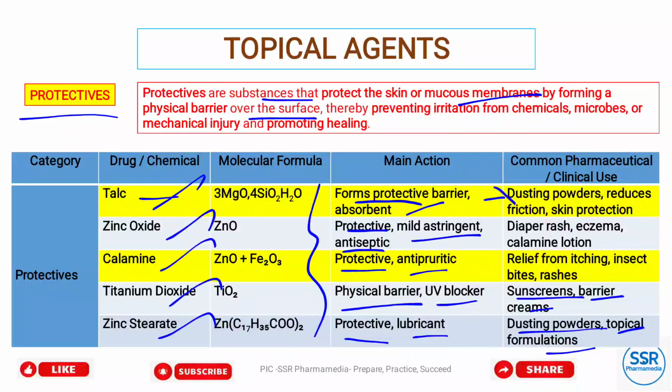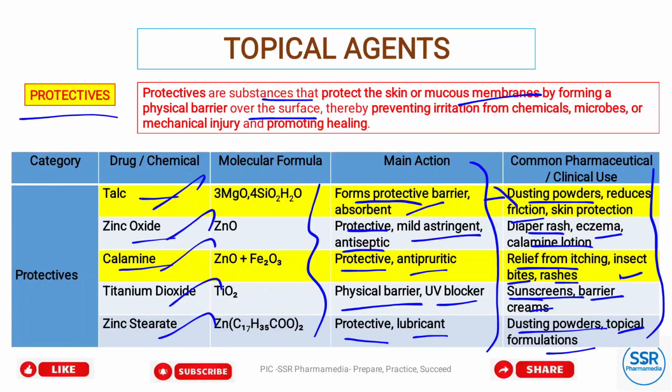Talc is used in dusting powder and reduces friction and protects the skin. Zinc oxide is used in diaper rash, eczema and calamine lotion. Titanium dioxide is used in sunscreen. Calamine is used for relief from itching, insect bites and rashes. Go through these compounds carefully because many MCQs will come from the mechanisms or clinical uses of these compounds.